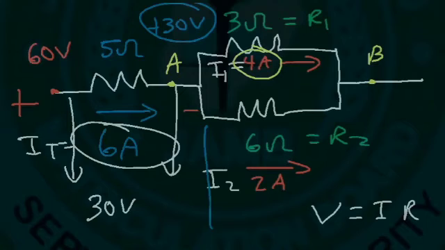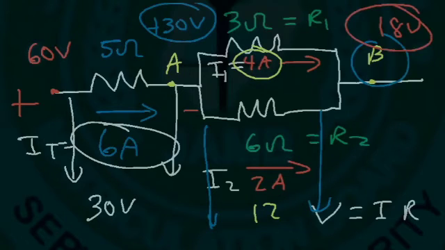Now the voltage across the 6 ohm resistor is 6 times 2, which is 12. So to find the voltage at B, we know it's less than that of A since the current is flowing towards B. So we need to subtract. 30 minus 12 is 18. So that's the voltage potential at point B.